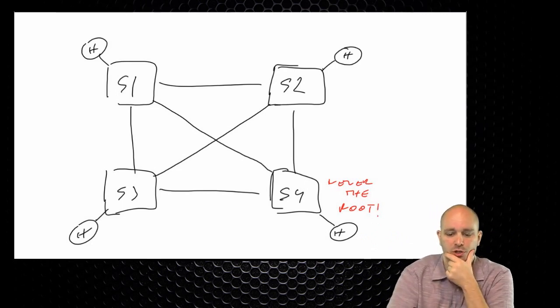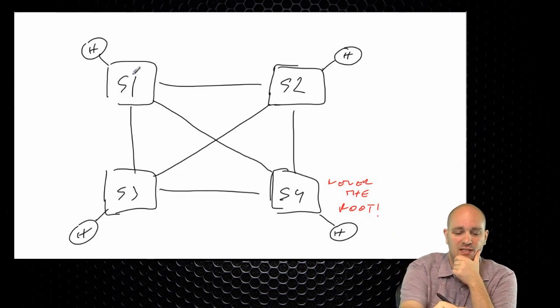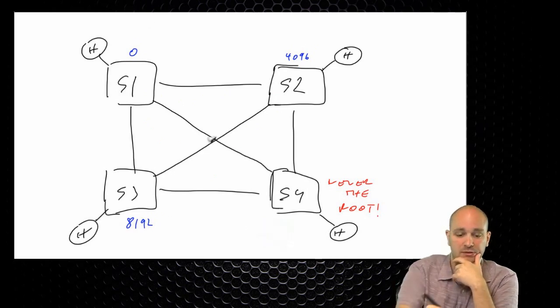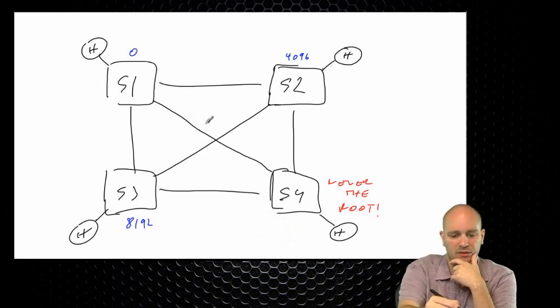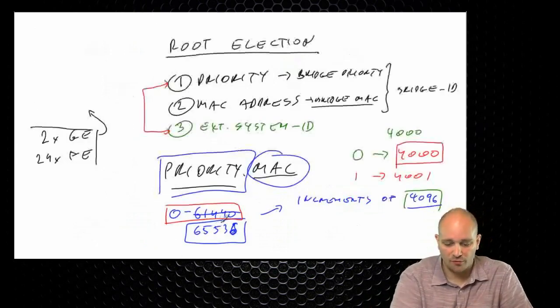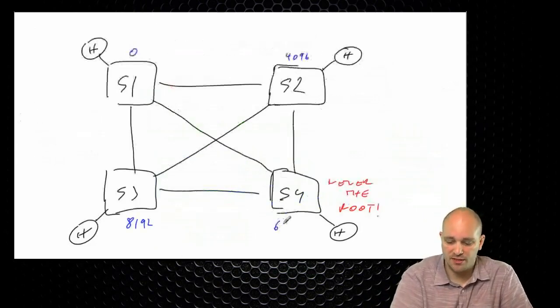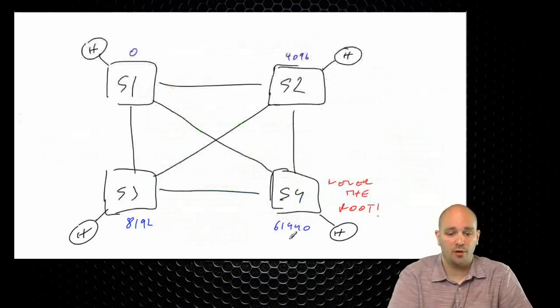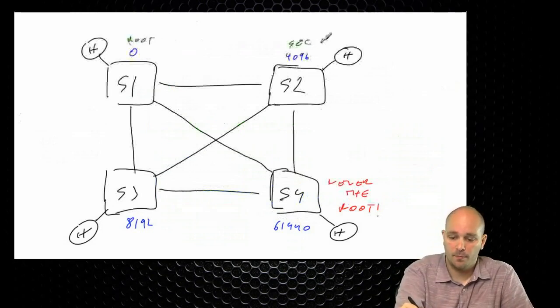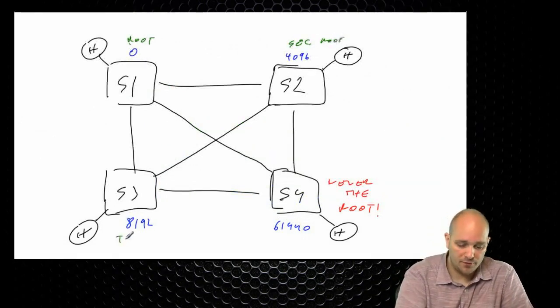Well, one possible solution is set the priority on, let's say, switch 1 to 0. Let's set to 4096 on this one. Let's set to 8192 on this one. And let's set it to, well, like whatever the maximum is. So what was that maximum value that we had? It was 61,440. So okay, so this one here is 61,440. And what's going to happen here? Effectively, this will be the root. This will be the secondary root. This will be a ternary root.